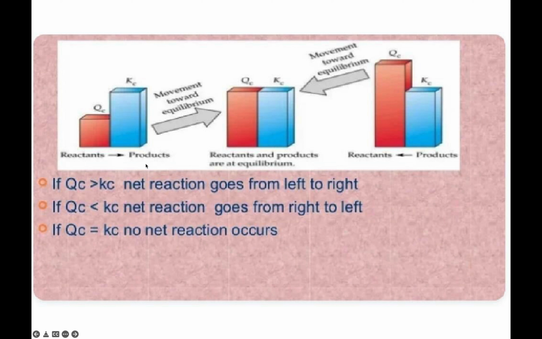Now here you can see three cases: reactants react to give products, movement towards equilibrium, and reactants and products both at equilibrium. Movement towards equilibrium from this end. Firstly, if Qc is greater than Kc, the net reaction will go from left to right. If Qc is less than Kc, the net reaction will go from right to left. If they are equal, then no net reaction will occur. You can see here Qc reactants and Kc products.